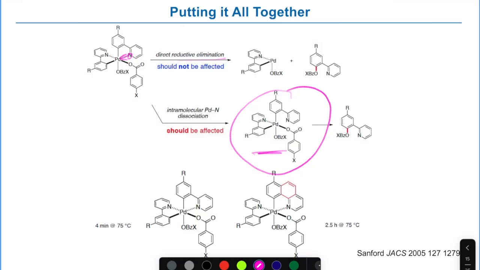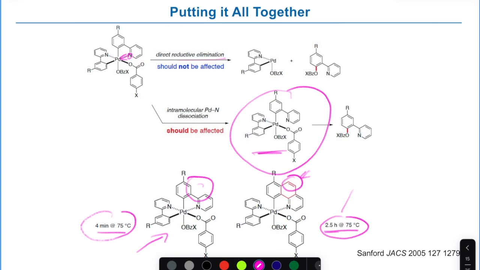So the one that they engineered is they changed this backbone and they compared the half-life of this complex where there's no bridging structure here, half-life of the structure where we add this bridging structure, and you look at the outcome there, this was a 4-minute half-life. Just by adding that structure over here, we crank up the half-life up to 2.5 hours. So we dramatically slow down the reaction by allowing that nitrogen to bind onto the palladium.